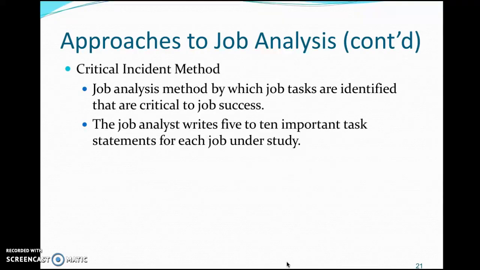This starts to get a little less scientific and is used a lot more, because obviously functional job analysis and the position analysis questionnaire can involve some costs. So another approach to job analysis is the critical incident method, and just as it suggests, we're trying to find out what are the critical incidents in a job. So here we look at the tasks that are identified as critical. The job analyst ends up writing 5 to 10 important task statements for each job, which becomes the basis of the job.